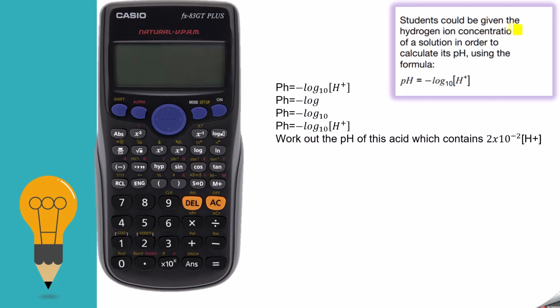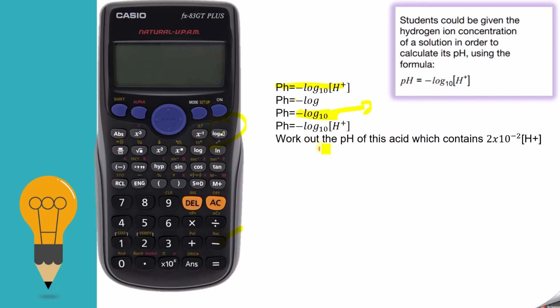Now this is also on the spec. Students could be given the hydrogen ion concentration of a solution in order to calculate its pH using the formula pH equals minus log 10. I'd memorize this formula because it doesn't say you'll be given it, but just in case you won't be, it's a good idea to memorize it. Literally you're plugging this into your calculator. That's how you work out pH: first you press this, then you press this, and then you insert your number.